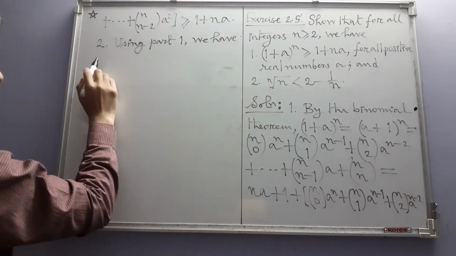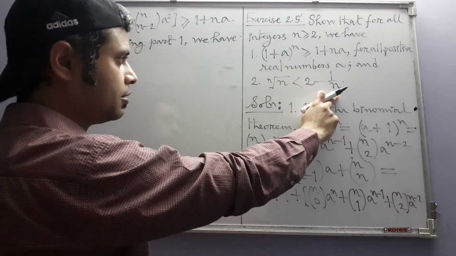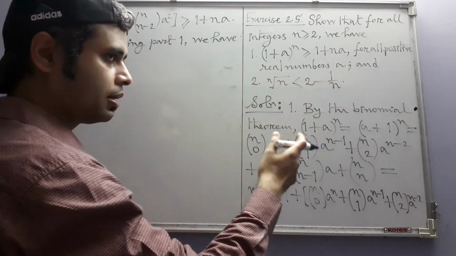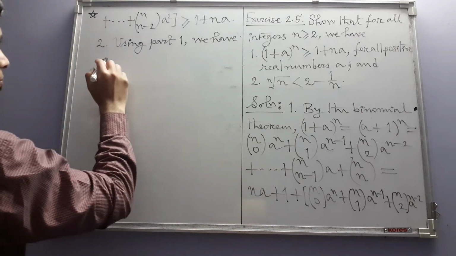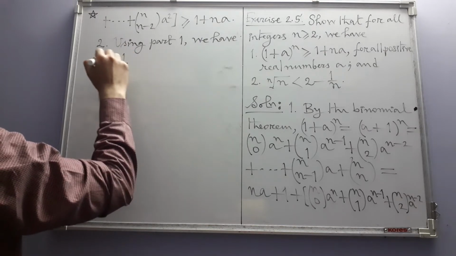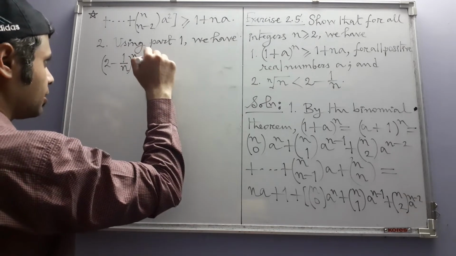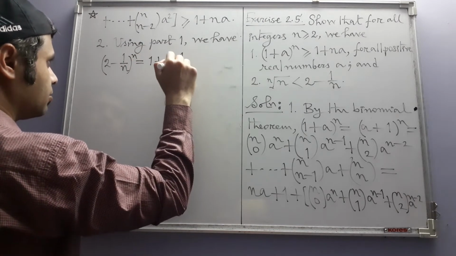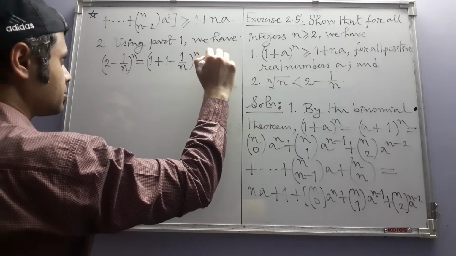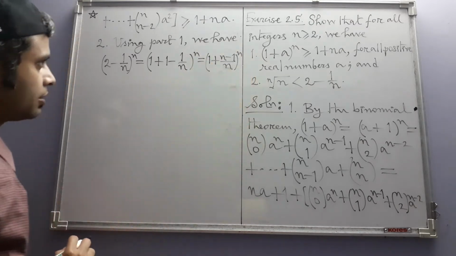we need to prove that this is less than 2 minus 1 over n, which is equivalent to proving that n is less than 2 minus 1 over n whole to the power n. Two minus 1 over n whole to the power n can be written as 1 plus 1 minus 1 over n, whole to the power n, which is 1 plus n minus 1 divided by n whole to the power n.